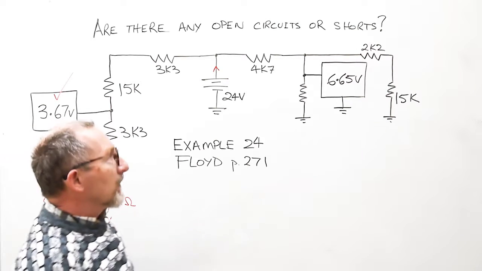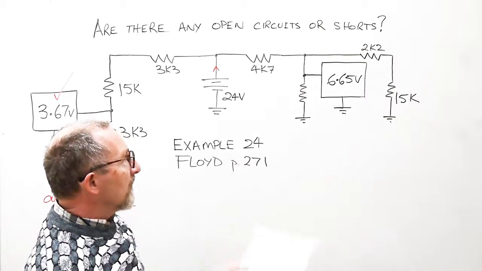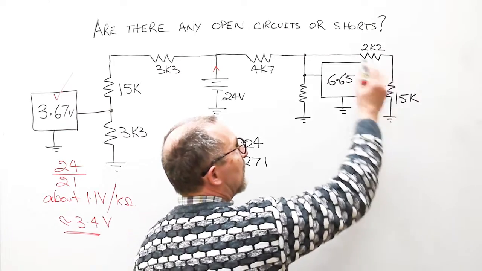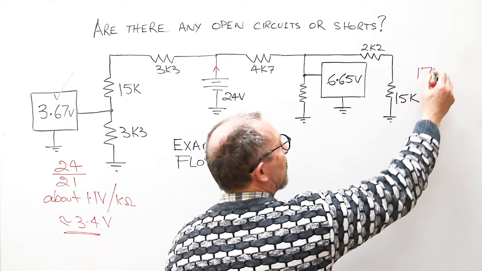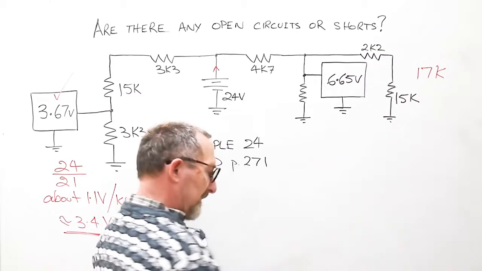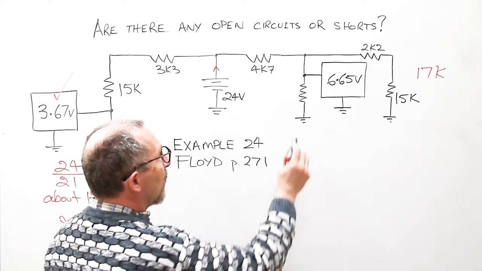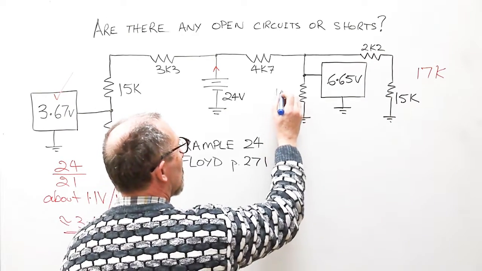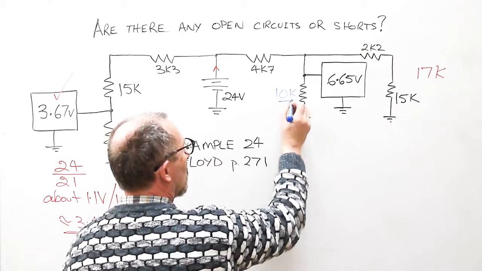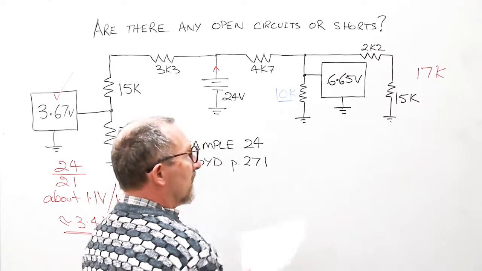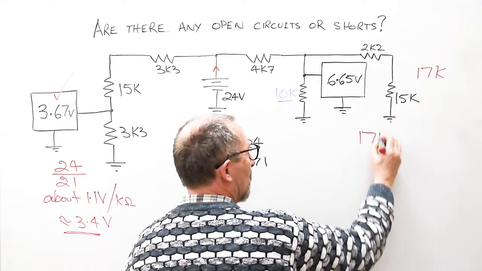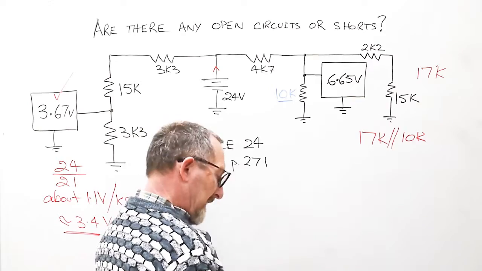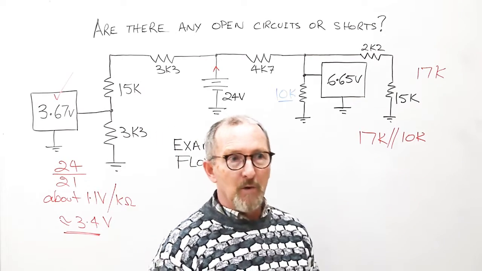On the other side of the circuit, 6.65 volts. We can do some simplification here as well. 15k, 2k, got about 17k from those two in series. And then I've got, we haven't got a value on that, that should have been 10k. So we end up with 17k in parallel with the 10K.